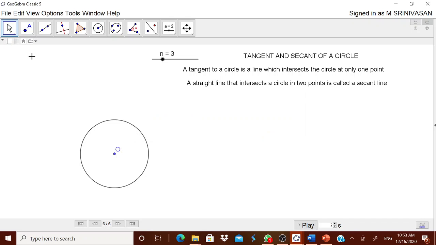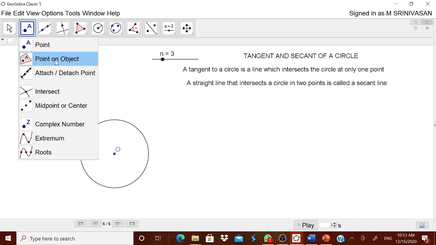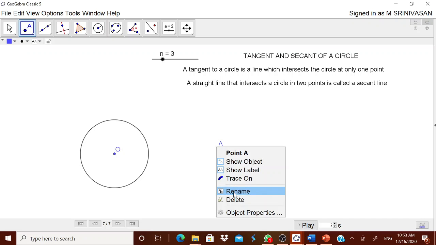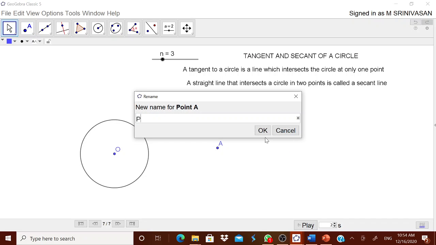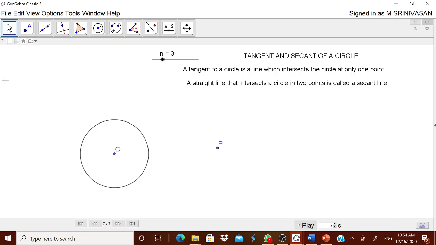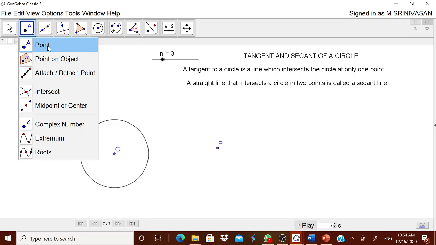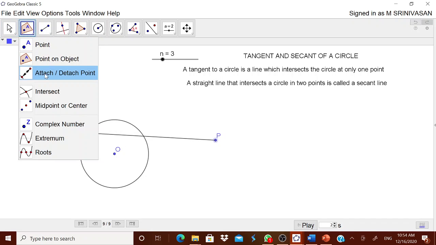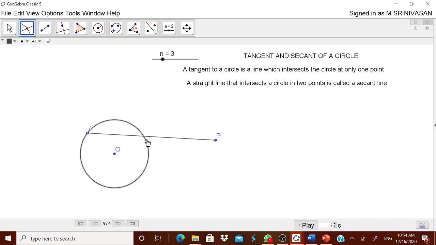Okay. Now let me take a point outside. Let me call it as P. Let me try to draw one secant to it. For that, let me take a point on the object. Okay, A I have taken. Now let me try to join these two points. Now these two I am joining. Okay, when I move this, you are seeing it cuts, but A can also be moved. Let me go for the point of intersection to complete that secant.